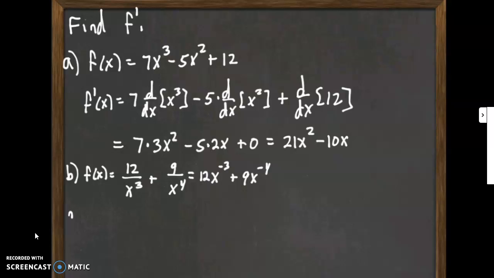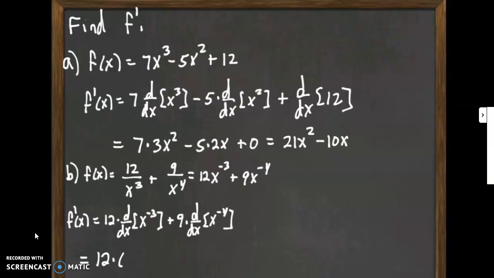So once again here we begin, f prime of x equals, I'm going to write out the detail. That's going to be 12 times the derivative of x to the negative third plus 9 times the derivative of x to the negative fourth. Okay, and we go through and we invoke our power rule.